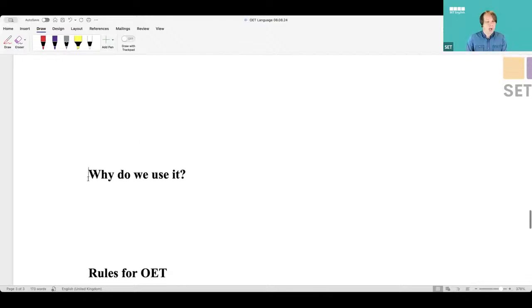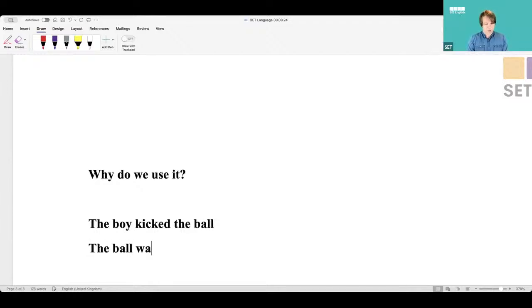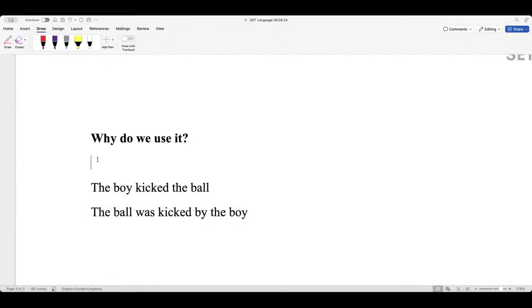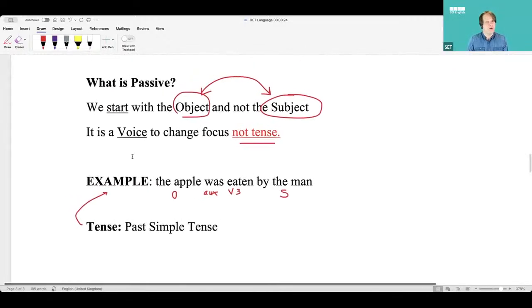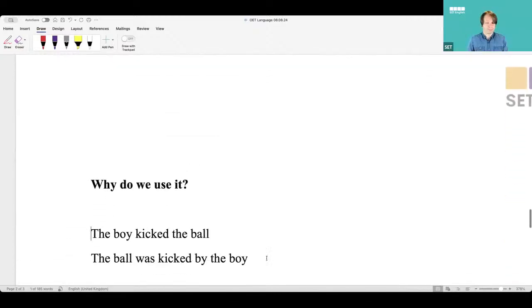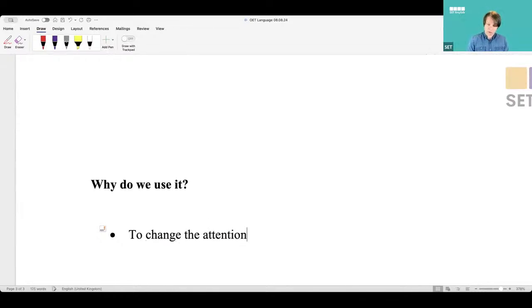Okay, so why do I use passive? I can say the boy kicked the ball, right? Or I can say the ball was kicked by the boy. Why do I use it? When we need to focus on the action, not the subject. So already someone said to change the focus, right? Okay, so what does focus mean? To pay attention to a particular thing. Change the attention, right? Very good answer.